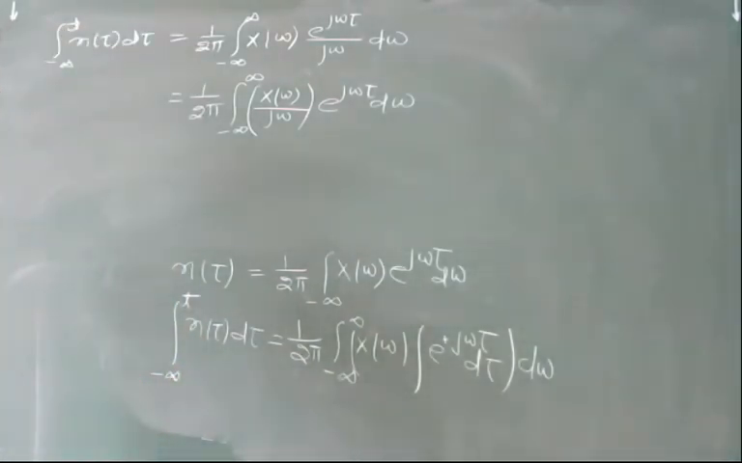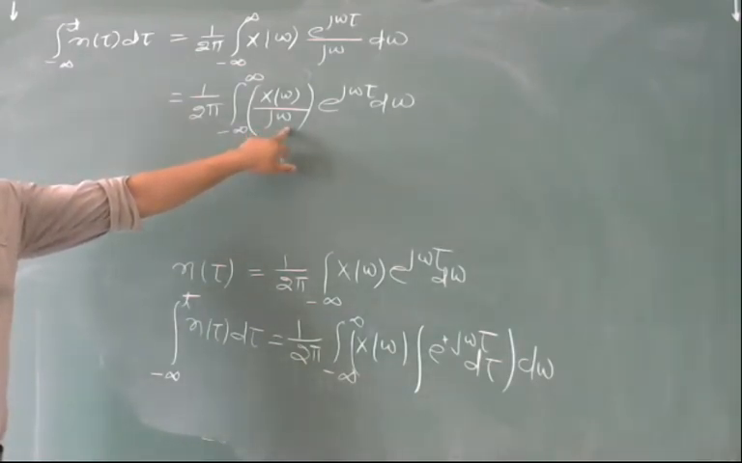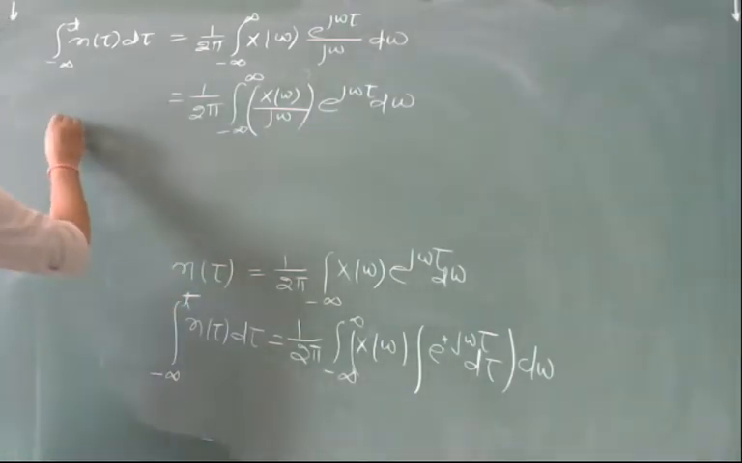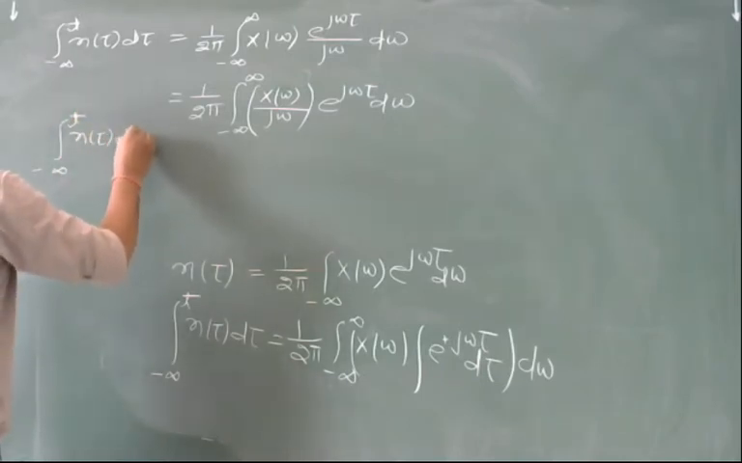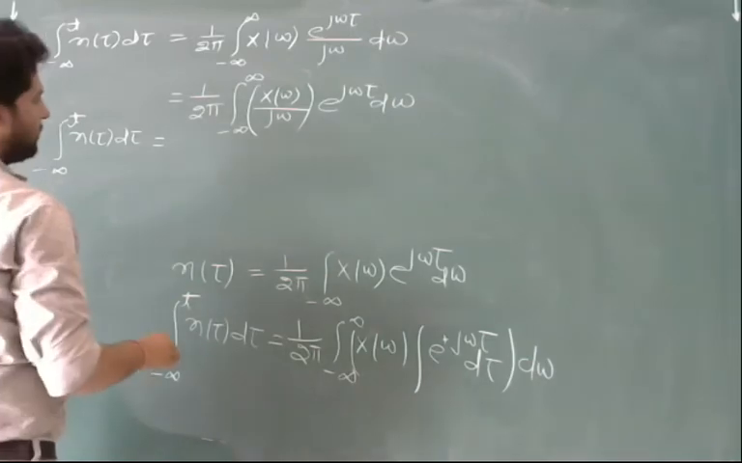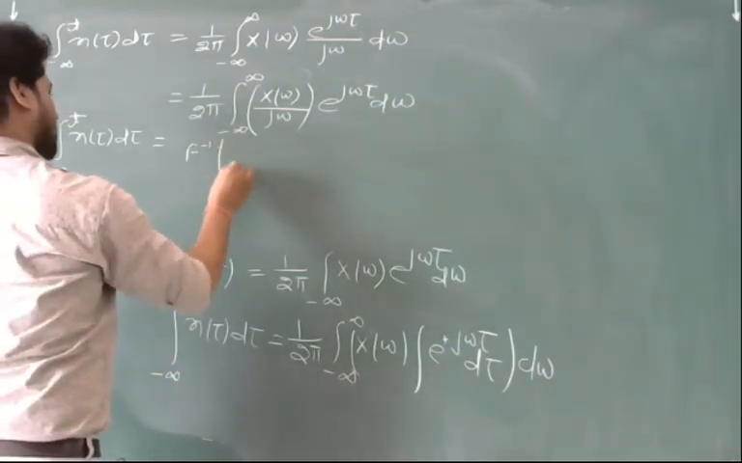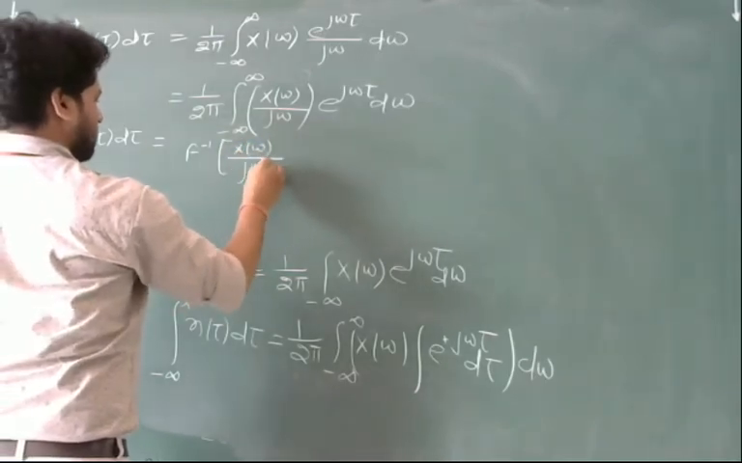This is the inverse Fourier transform of this function X of omega by j omega. So I will write it as the integral from minus infinity to t of x(tau) d tau will be equal to the inverse Fourier transform of X of omega by j omega.